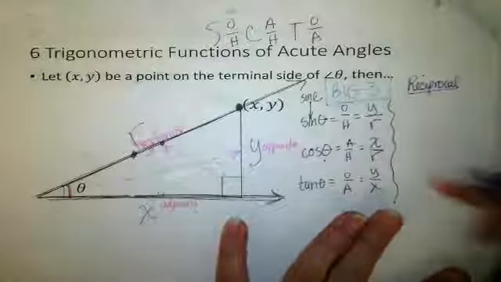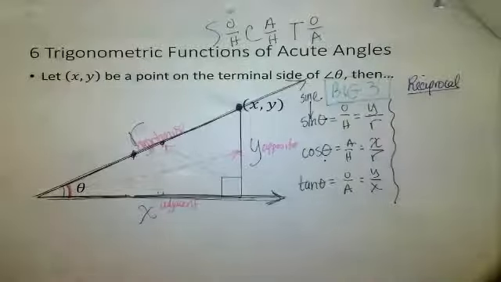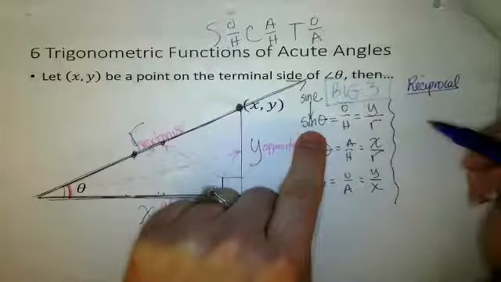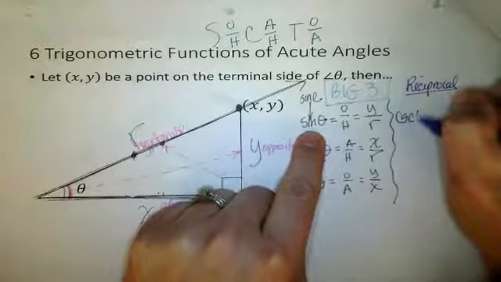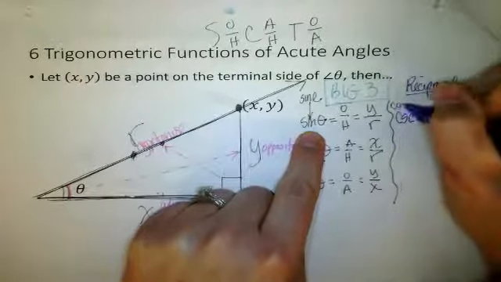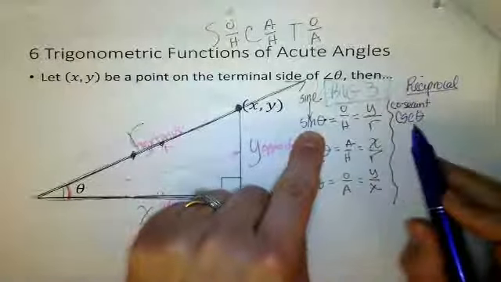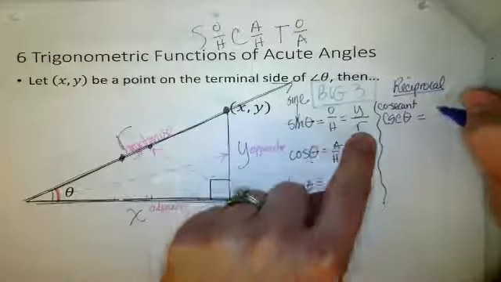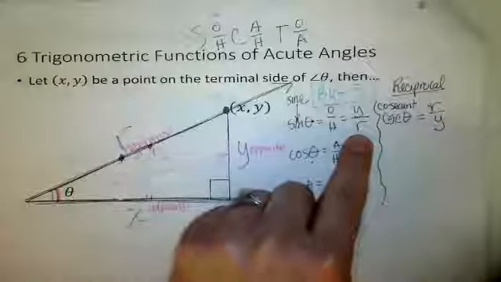Inverses is better. Opposite means one is positive, one is negative. Those would be opposites. So reciprocal is flip the fraction. The reciprocal of sine is cosecant, C-S-C. Cosecant of theta would be hypotenuse over opposite, or r over y. All you have to do is flip the fraction.